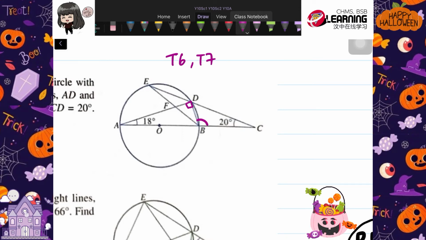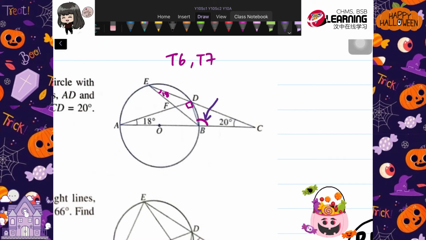Your Theorem 7 tells you butterfly, angles in the same segment are equal. So the 18 is here. This is 18. Okay, so now we have already written down the 90 degrees and 18. How are we going to find this angle here, DBC?